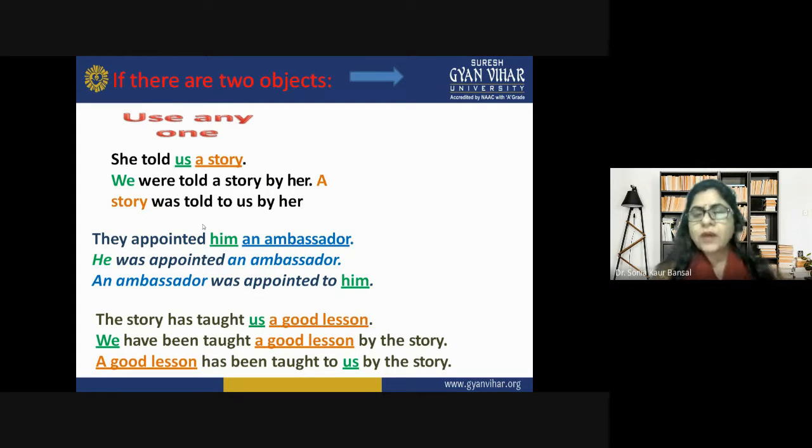Just remember, before using the prepositional phrase, you will be using both objects. So you can see the underlined objects in both types of sentences. And then the second sentence would be converted somehow: a good lesson has been taught to us by the story. So clear, students? This is how both sentences are changed.